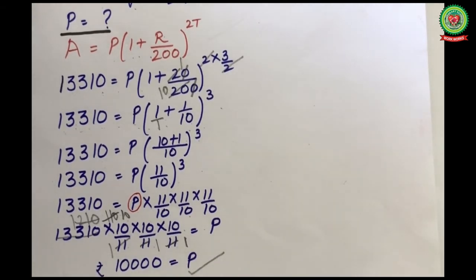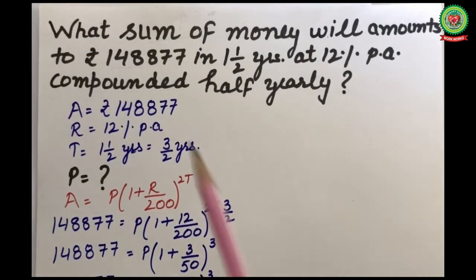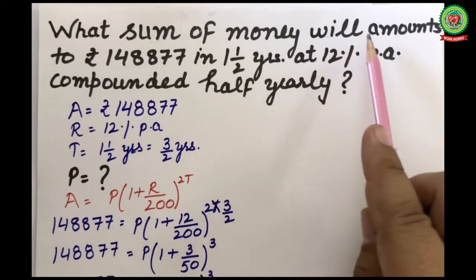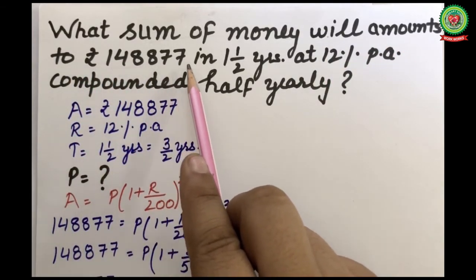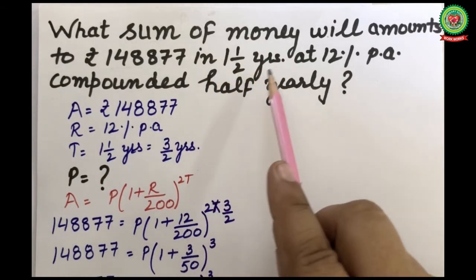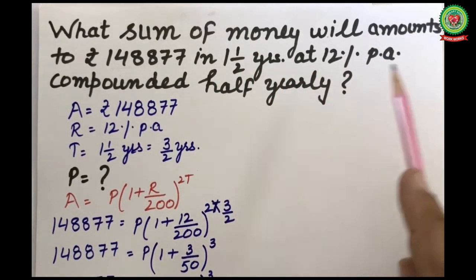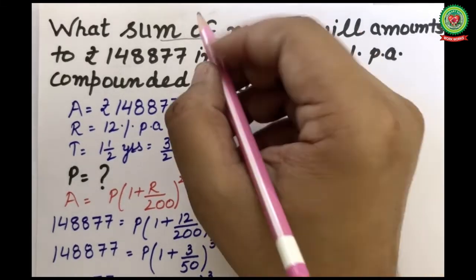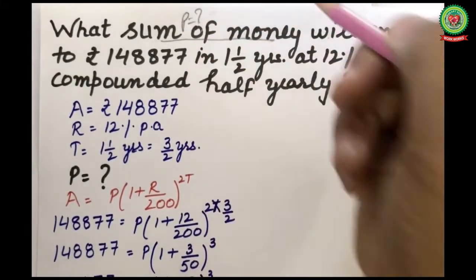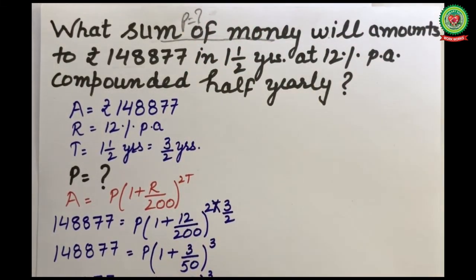So students, let us discuss one more sum for the better understanding of this concept. The next example is, what sum of money will amount to rupees 1,48,877 in 1.5 years at 12% per annum compounded half yearly. Students, let us find out what is given to us in this sum. So what sum of money means? We need to find principal. So we have written here principal is equal to question mark.